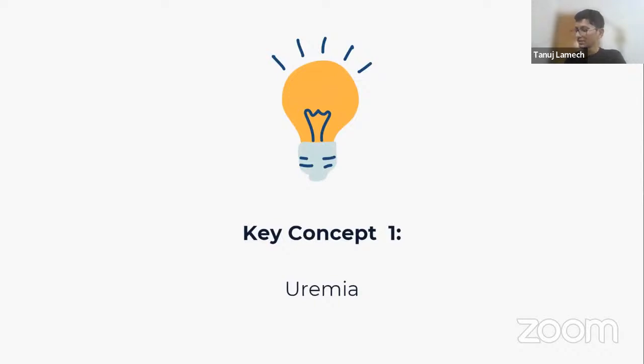So now I want to talk about formal urea kinetic modeling, but before we go into that, we'll need to go over a few key concepts. We'll go over these 5 concepts, and then we'll talk about how you model urea kinetics. So the first concept is uremia.